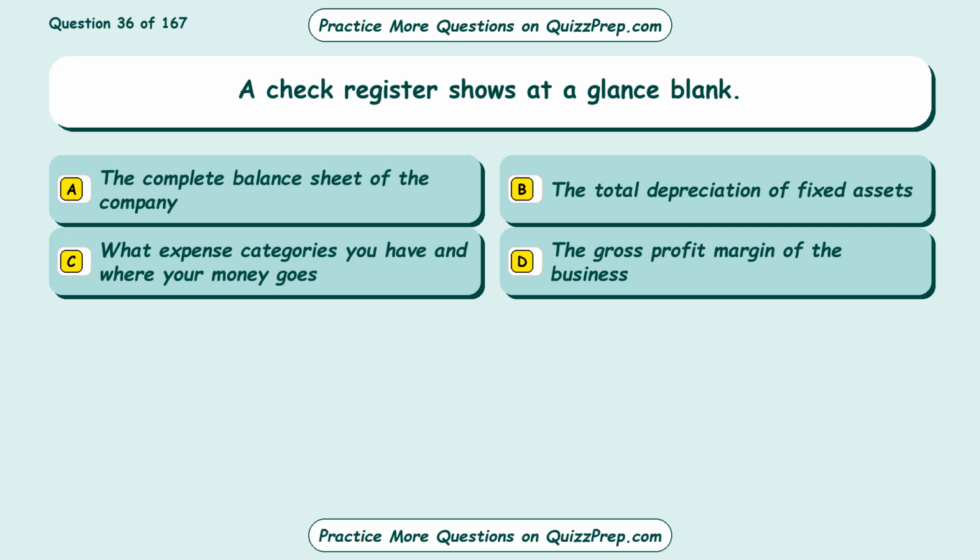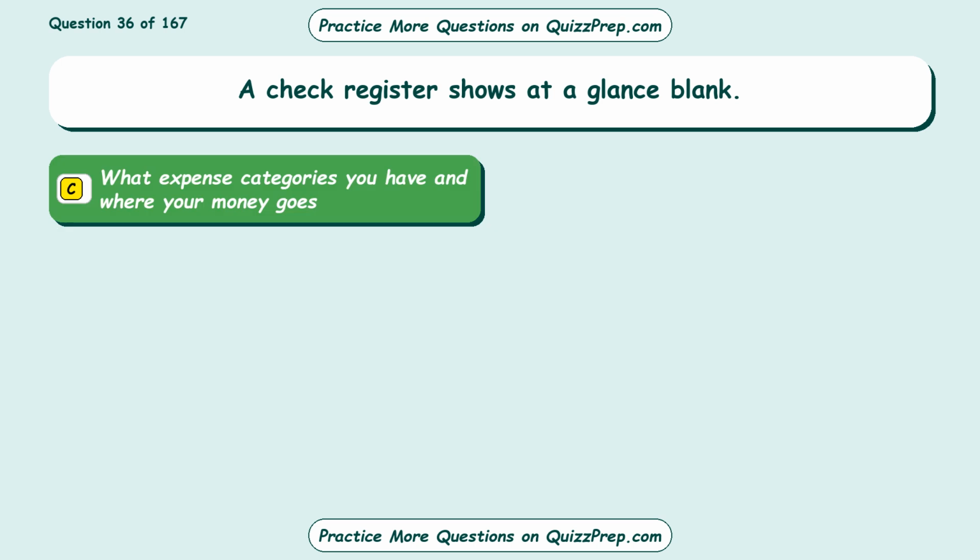Question 36. A check register shows at a glance blank. Option A, the complete balance sheet of the company. Option B, the total depreciation of fixed assets. Option C, what expense categories you have and where your money goes. Option D, the gross profit margin of the business. The correct answer is option C, what expense categories you have and where your money goes.